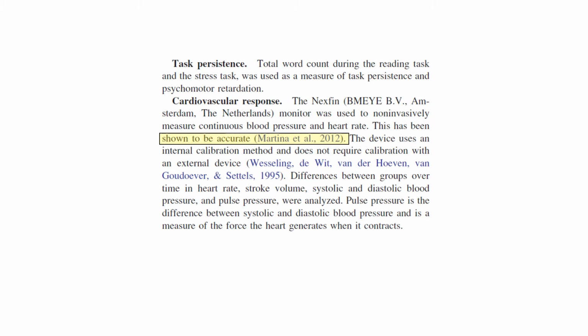The measure of cardiovascular response is different because it's a physiological measure and all of the others we looked at so far have been self-report. In this case, the authors include a sentence that's similar to what we've seen for self-report measures, though. I highlighted it in this slide.